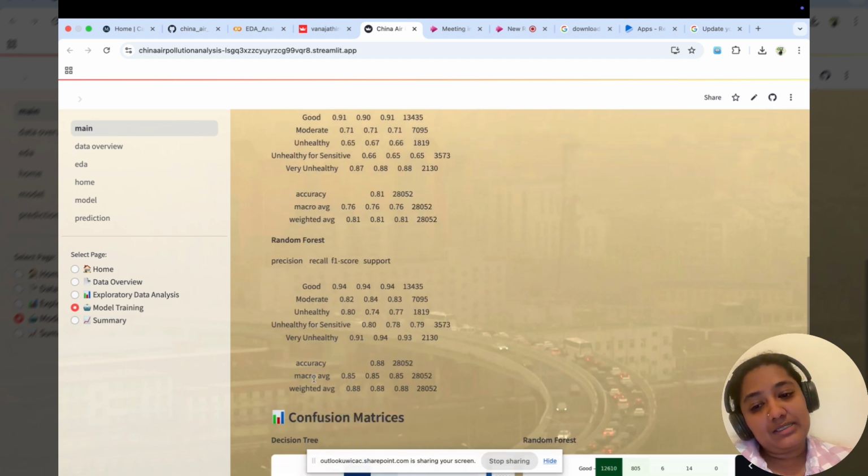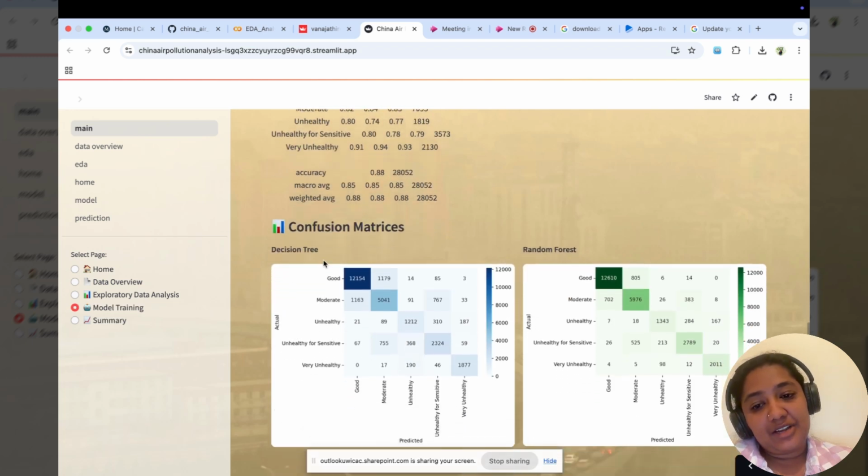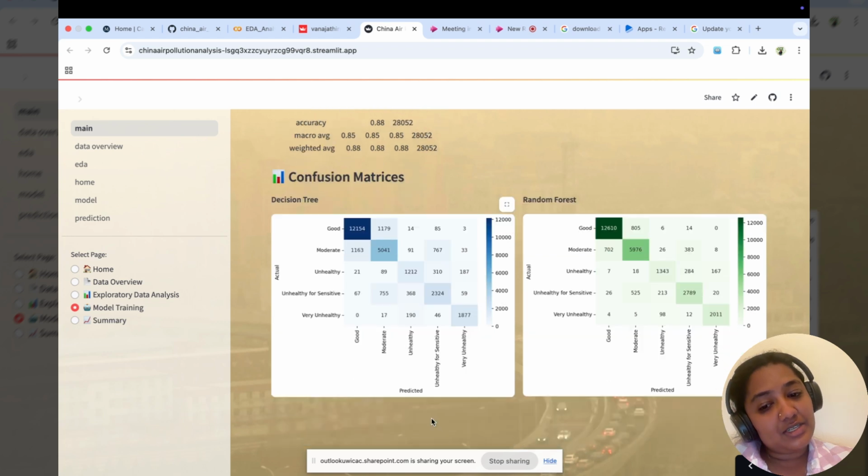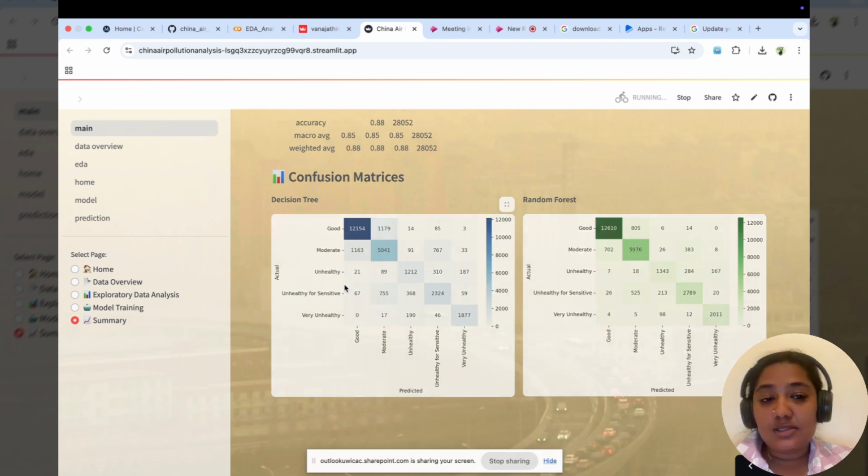Here we can clearly see the confusion matrix. In decision tree, the good class is 12,154, and in random forest it is 12,610. The very unhealthy class is 2011 in random forest, and in decision tree it's 1877. This is the predicted one and the actual one, and we can get valuable insight from this, right? Yes. Moving on to the next page, the summary.